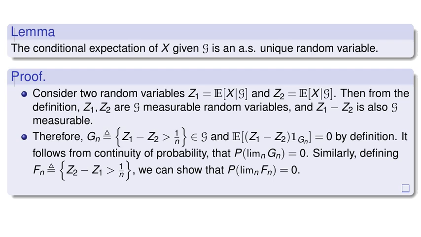Using properties of expectation and limits, specifically the continuity of probability, we can show that the probability of the limit of G_n as n goes to infinity is 0. This limit represents the event where Z1 is strictly greater than Z2. Similarly, defining F_n as the set where Z2 minus Z1 is greater than 1 over n, we can show the probability of the limit of F_n is also 0. Together, this implies that Z1 must equal Z2 almost surely.